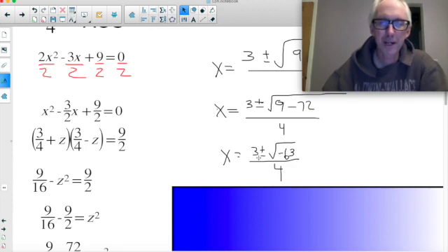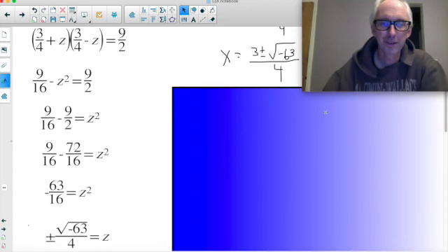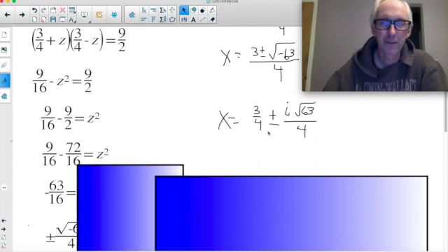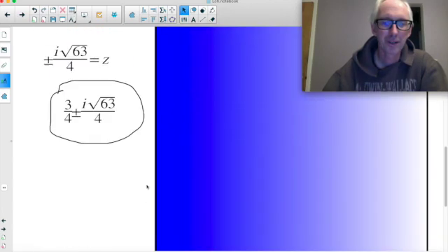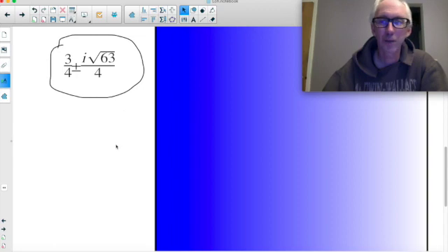All right, and now we're going to clean this up by pulling out the negative and making it two separate fractions. All right, so we get 3 over 4 plus or minus i square root of 63 over 4, which is exactly what we got over there. So you can see using Loh's technique is very simple to use.